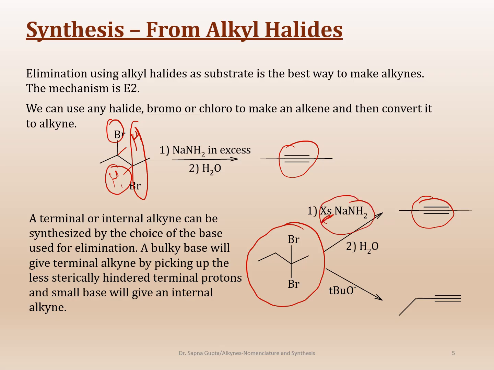This, by the way, is excess, my short term for excess. And for making the terminal alkyne, you would use a bulky base, because a bulky base, remember, gives more of a Hofmann product, a Hofmann kind of elimination, to form the more terminal kind of alkene, and in this case now an alkyne. So use a bulky base.